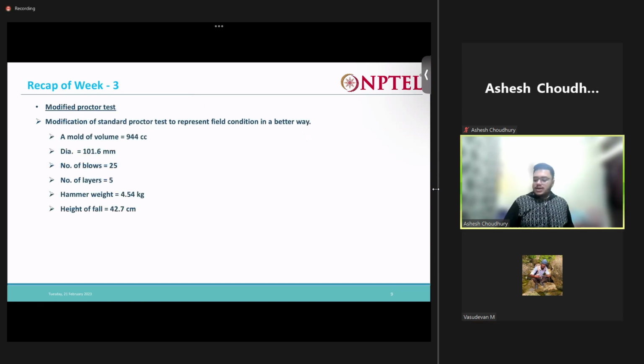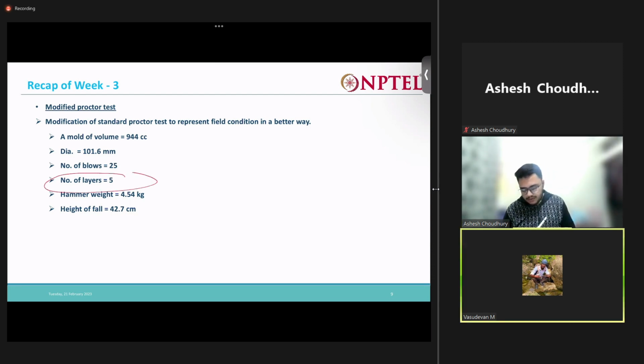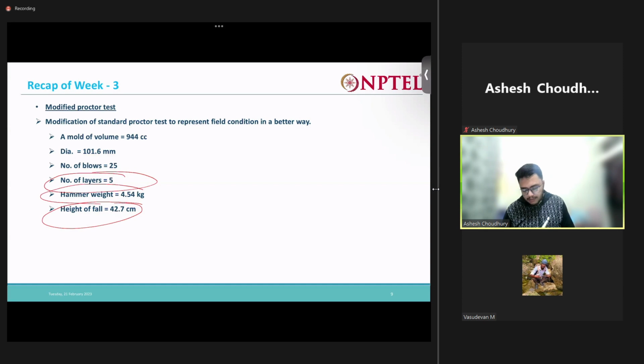Here I have written about the modified Proctor test that I was speaking about. The modified Proctor test means a little higher energy you are putting in. It is a modification of the standard Proctor test to represent field conditions in a better way. The main difference between the standard and the modified Proctor test is in the number of layers, the height of fall and the hammer weight. These three things differ.